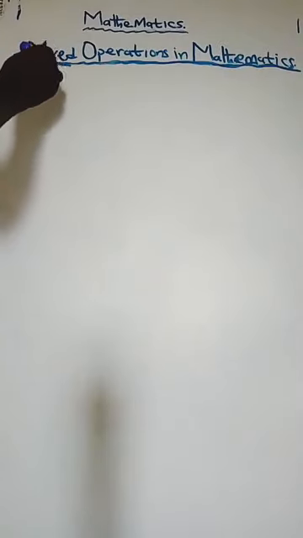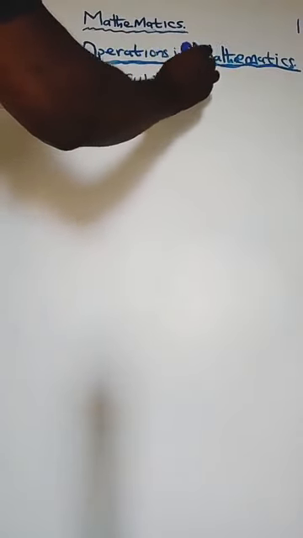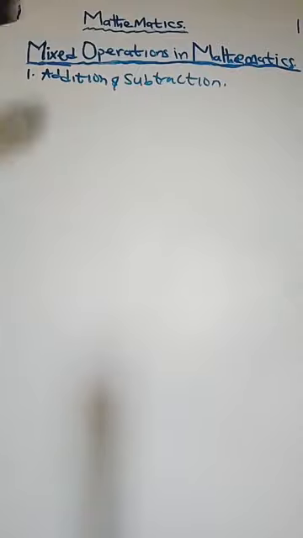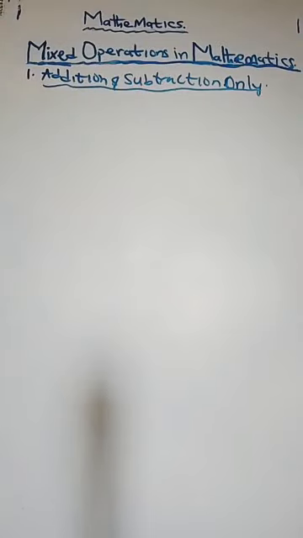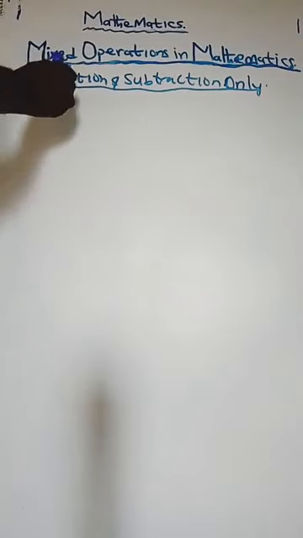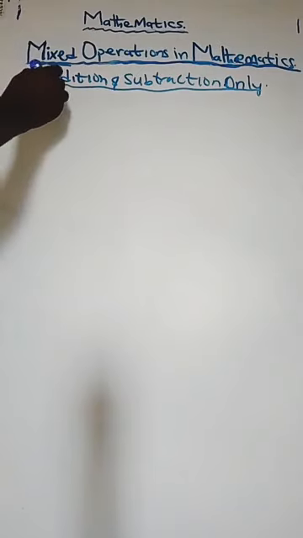Rule 1: Addition and subtraction only. If you have a mixed operation question that has only addition and subtraction operations, what you do is to solve it from left to right. Let's look at an example for us to understand this better.